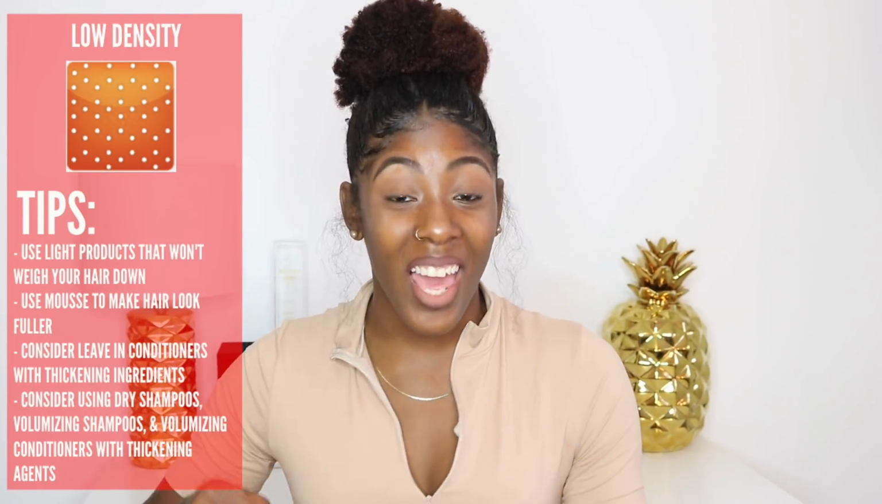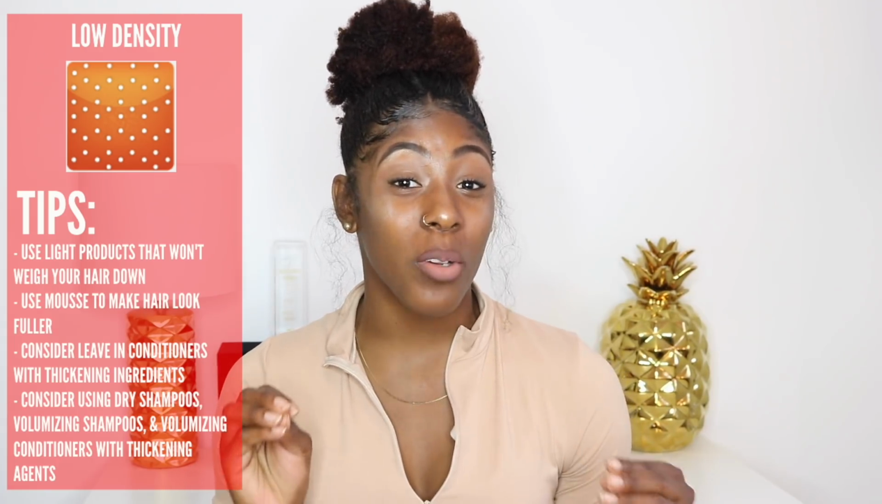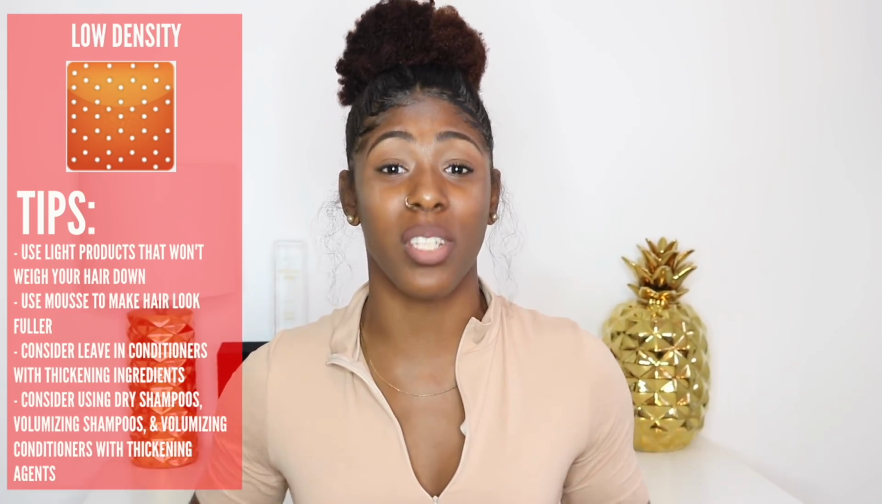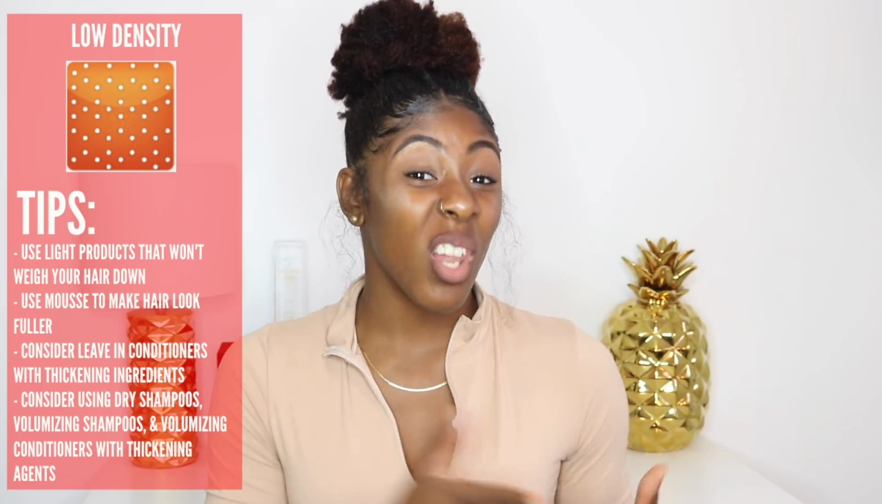So with low density, you want to try to stick to less lighter products, or else it'll weigh your hair down. And it's good to work in smaller sections when doing twist outs, braid outs, bantu knots, anything you can think of when styling your hair so that it's more volume when you take the style down. A good styling product typically for low density hair is mousse. It helps with the volume and the life and just the slayage, okay?